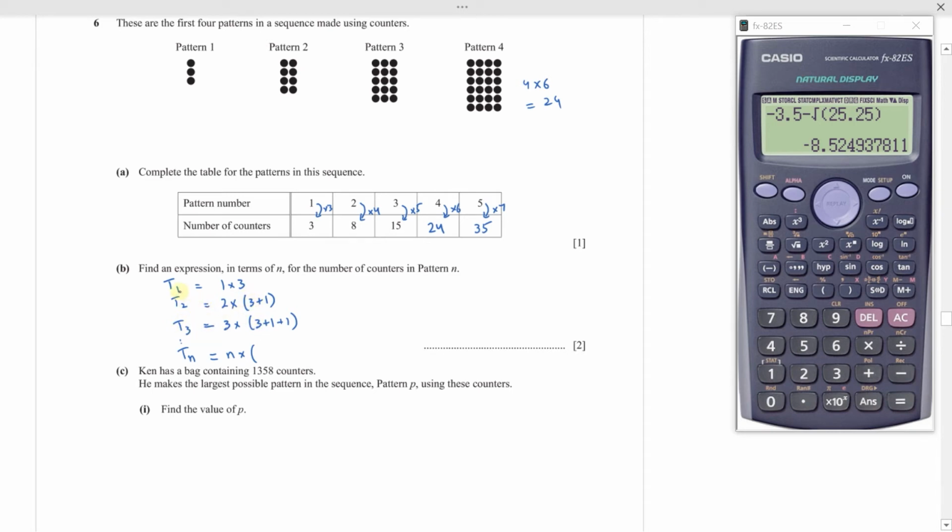So your pattern number here is 1. You multiplied it by 3, which is 2 greater than 1. Here you're looking at pattern number 2 and you multiply it by 4, which is again 2 greater than 2. Here you have pattern number 3 and here you multiply it by 5, which is again 2 greater than 3. So for pattern number n, you will multiply by n plus 2.